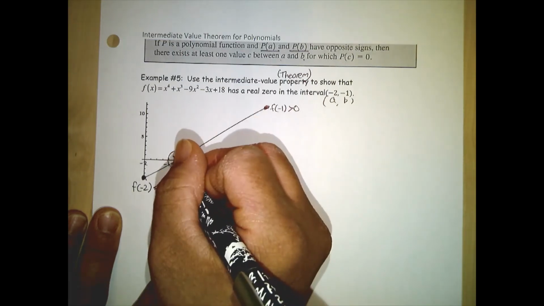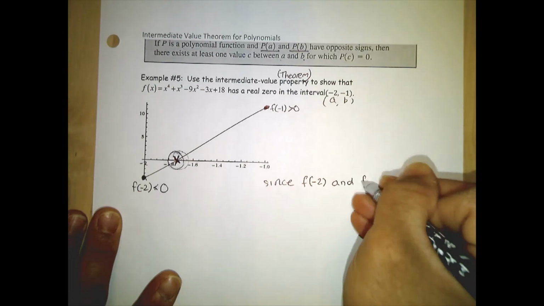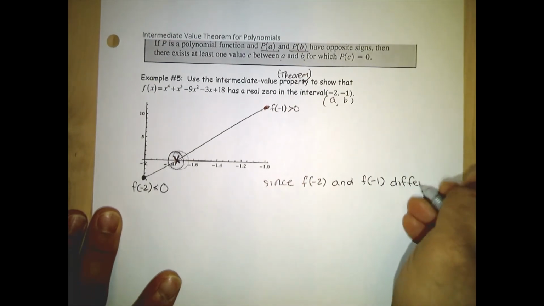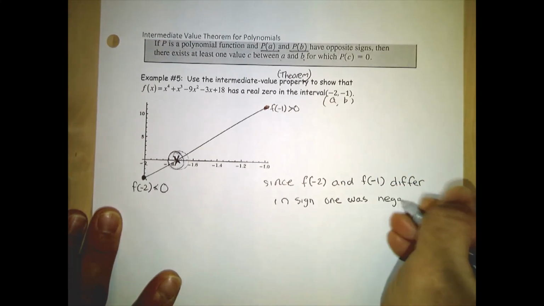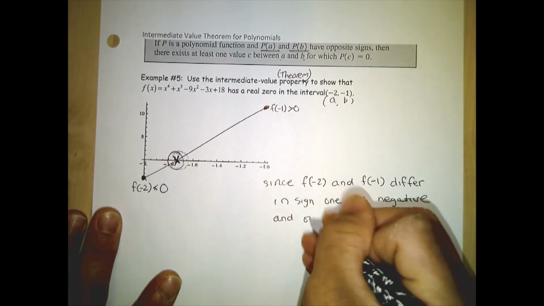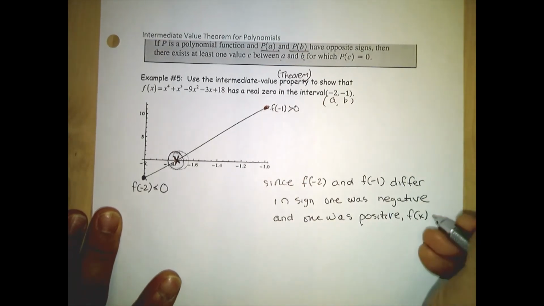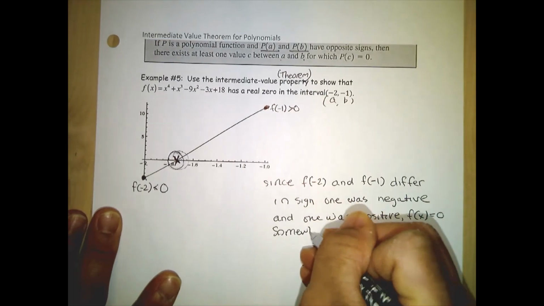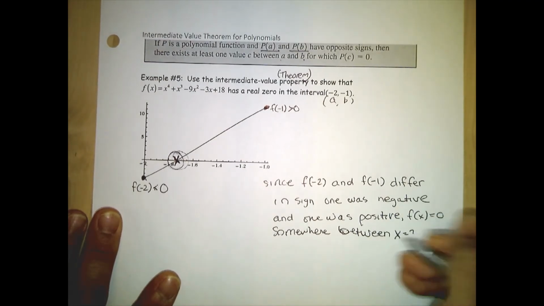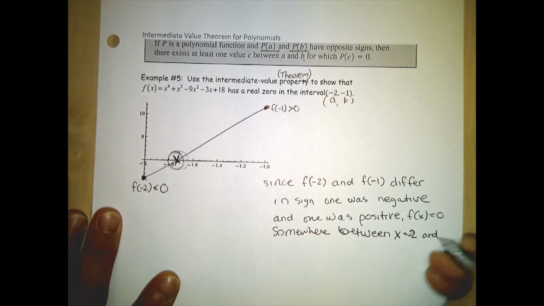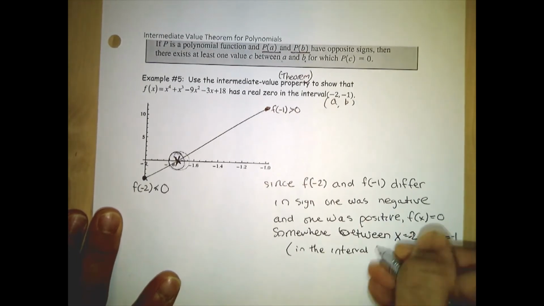All right, so since f of -2 and f of -1 differ in sign, one was negative and one was positive, that means that f of x equals 0 somewhere between x equals -2 and x equals -1, or in the interval of -2 to -1.